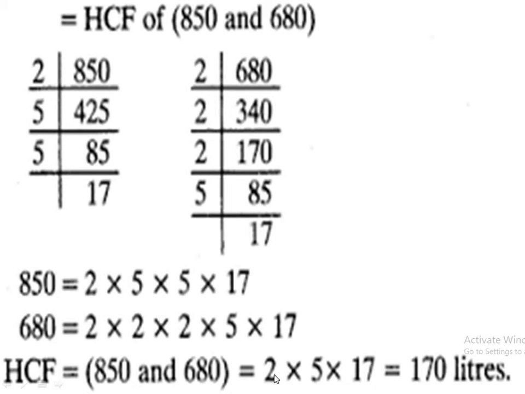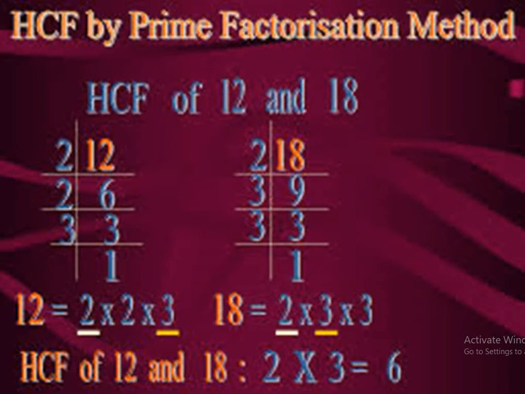So how many common prime factors do we have? 2 into 5 into 17. So after multiplying all this, we get the HCF, that is 170. So the HCF of 850 and 680 is 170.